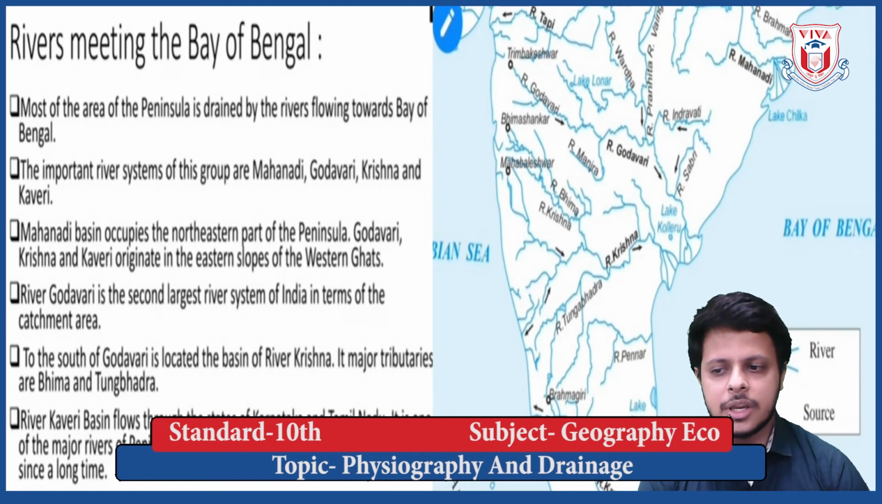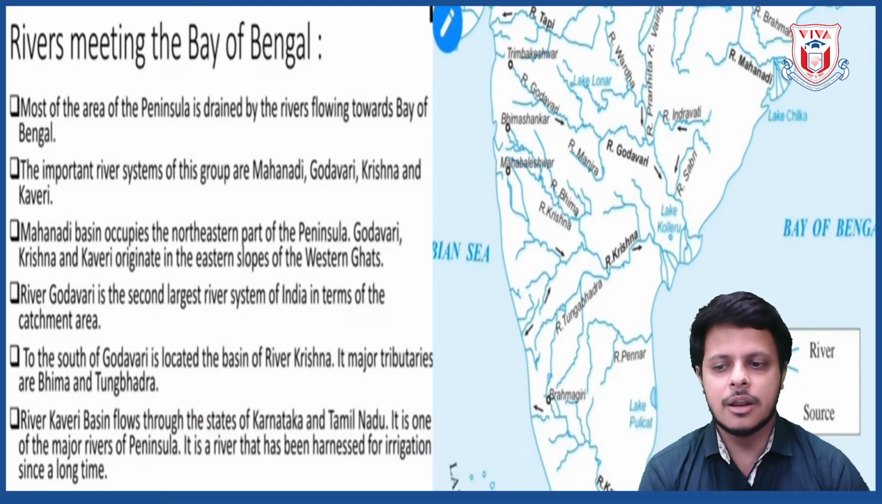River Godavari is the second largest river system of India in terms of catchment area. To the south of Godavari is located the basin of river Krishna. Its major tributaries are Bhima and Tungabhadra. River Kaveri basin flows through the states of Karnataka and Tamil Nadu. It is one of the major rivers of peninsula. It is a river that has been harnessed for irrigation since a long time.